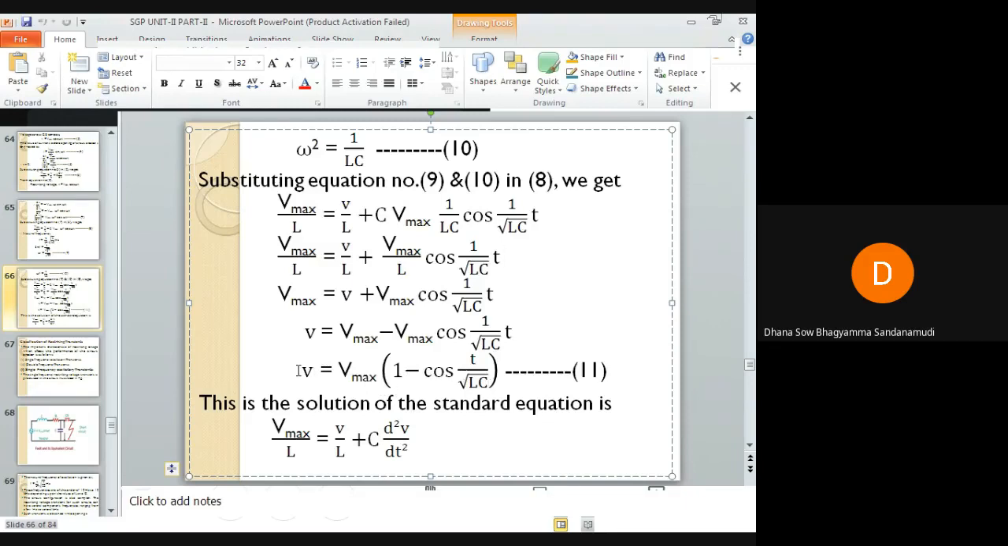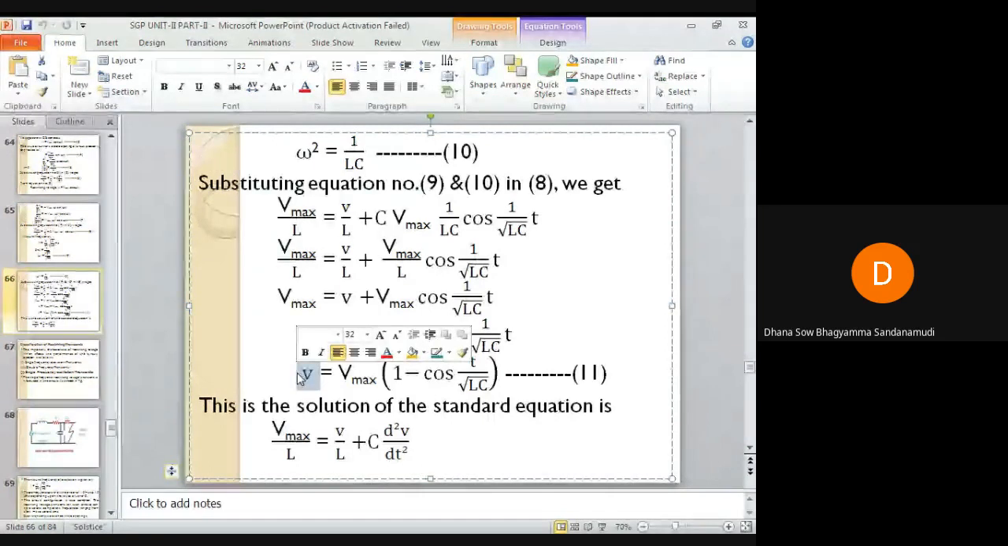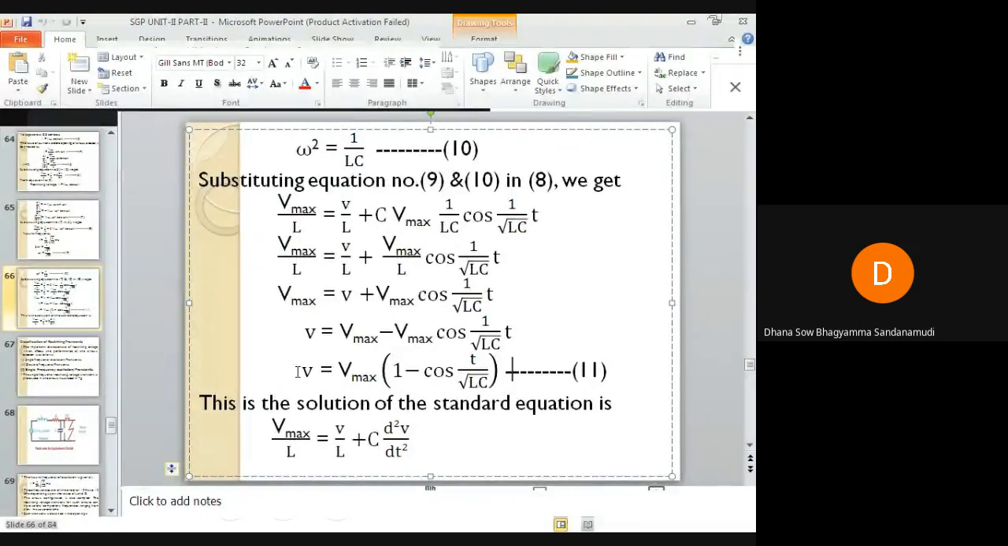It is nothing but our restriking voltage. So you have got an expression for restriking voltage. This expression is the standard solution for the standard equation V max by L equal to v by L plus C into d square v by dt square. So this is the expression for restriking voltage.